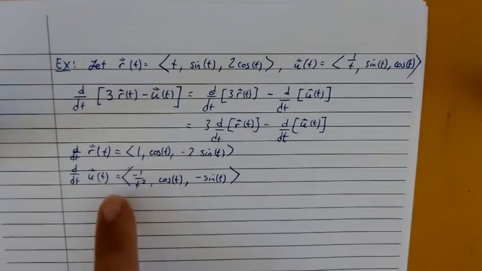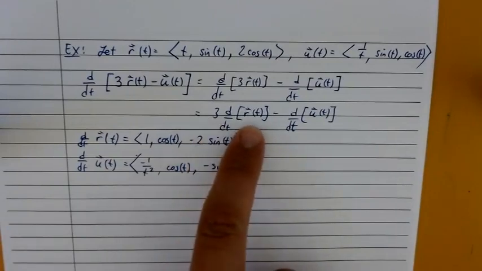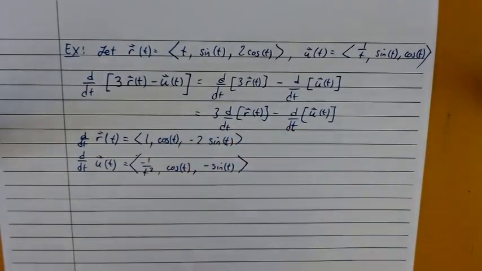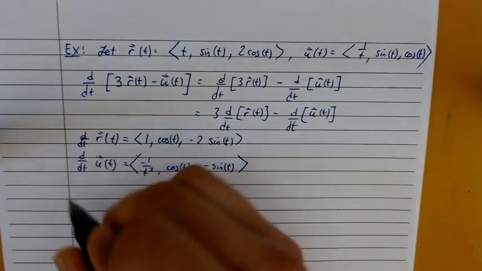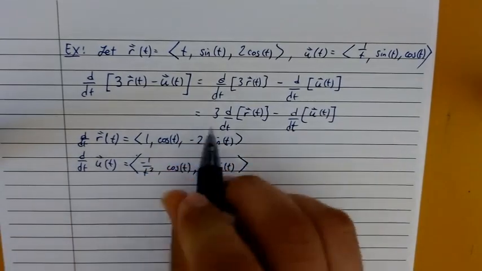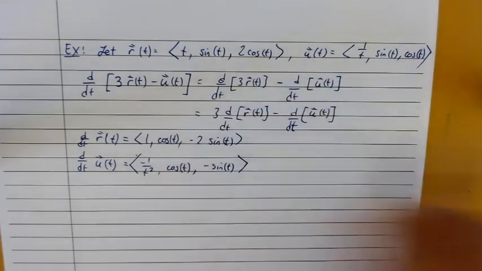All right, so there we go. So now we're going to take 3 times r of t and subtract it from u of t. All right, here, so the derivative. So here that's going to be 3. Oh, I seem to have gotten in my own way here.